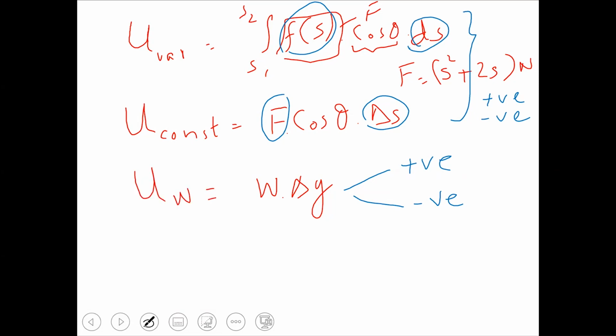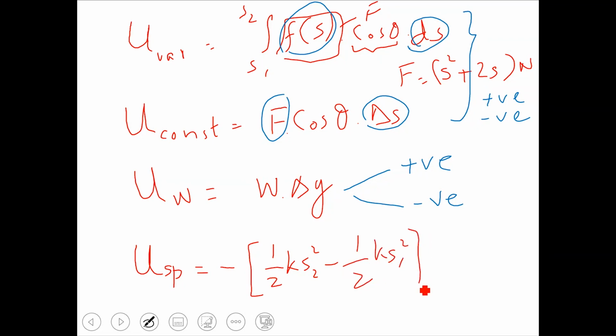Okay, the fourth force which we considered yesterday was the spring force. So work done due to spring force would be, by formula, minus half K S2 square minus half K S1 square. So this is going to be the work done due to a spring force. Here S2 and S1 basically represent the deformation in the spring from its unstretched position at position 1 and position 2.